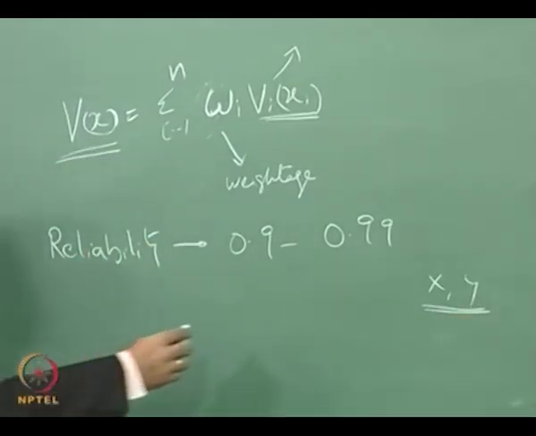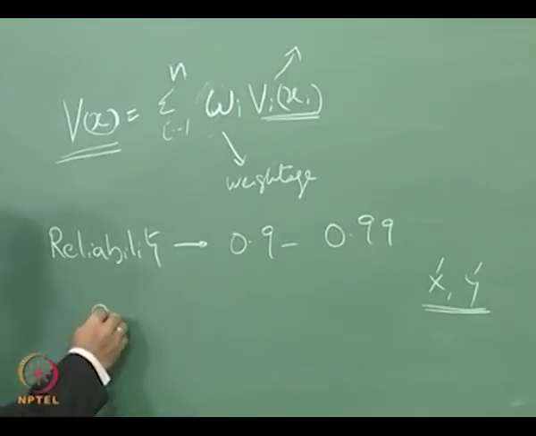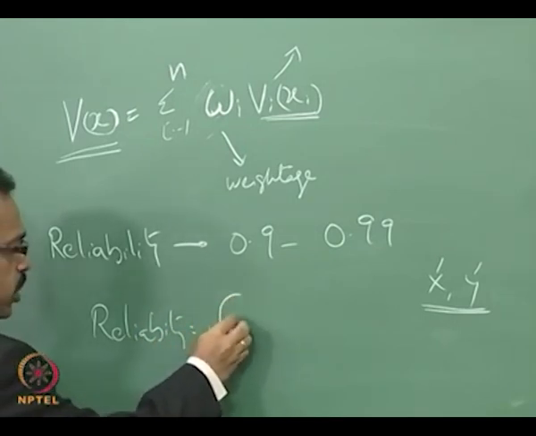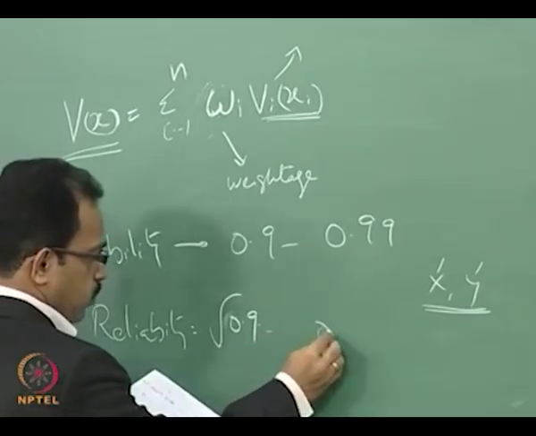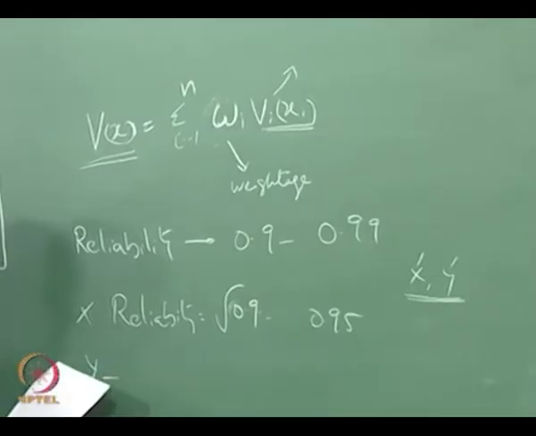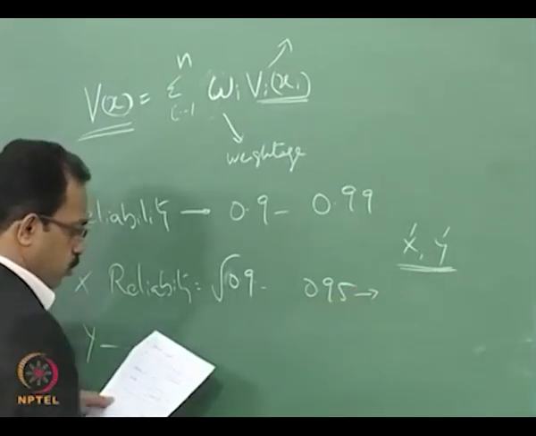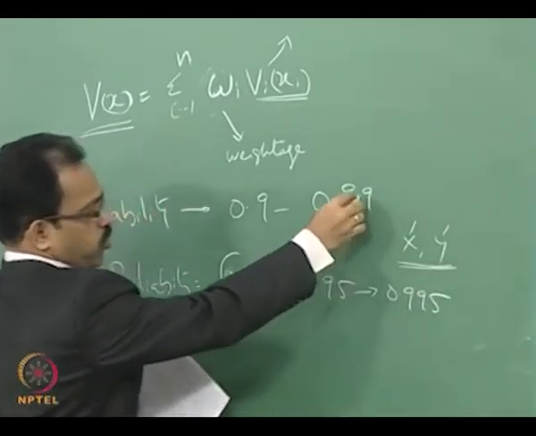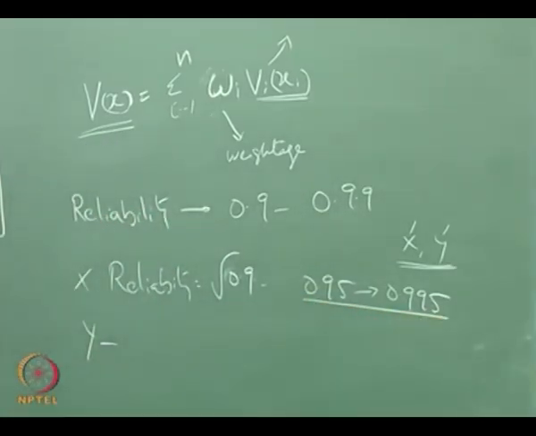So you can have the function for what should be the reliability of x, and what should be the reliability of y. In order to get the reliability of x, probably you can take it as a simple measure of square root of 0.9, and then we can get it as 0.95 as the reliability of x, and for y also you can take it as 0.95. So it varies from 0.95 to 0.995 because we take the square root of 0.99 also. So the reliability of x varies from 0.95 to 0.995.